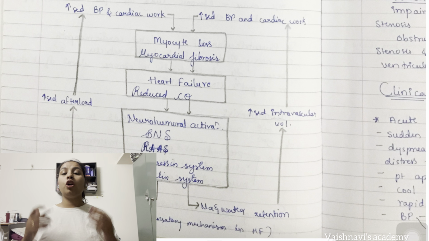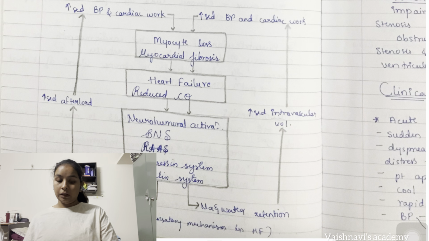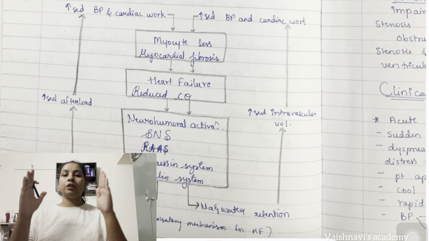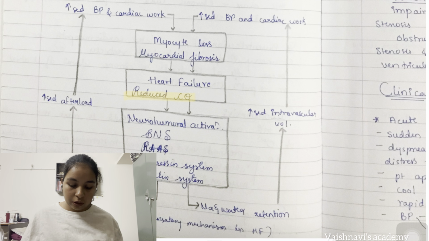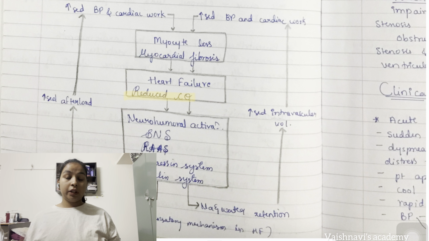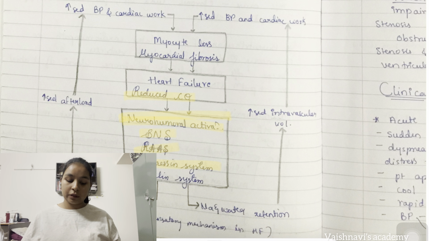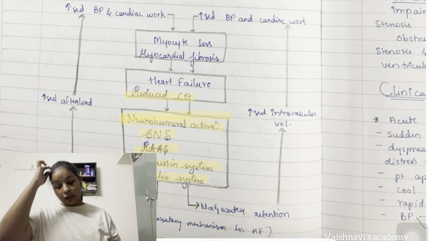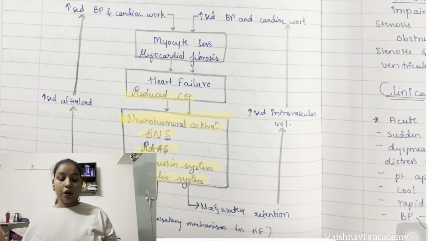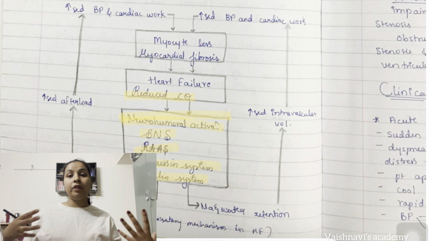Now, I'll explain this with a cycle. It is called the neurohormonal cycle. In this, the first thing we have is heart failure. What happens in heart failure? There is reduced cardiac output. If there is reduced cardiac output, what activation happens? Neurohormonal activation. In this neurohormonal activation, I have the SNS, the RAS, the vasopressin system, and the endothelial system. The RAS will cause sodium and water retention, whereas the SNS will cause vasoconstriction.